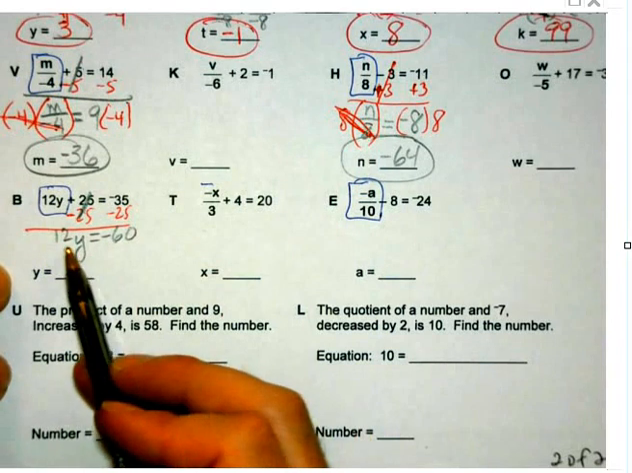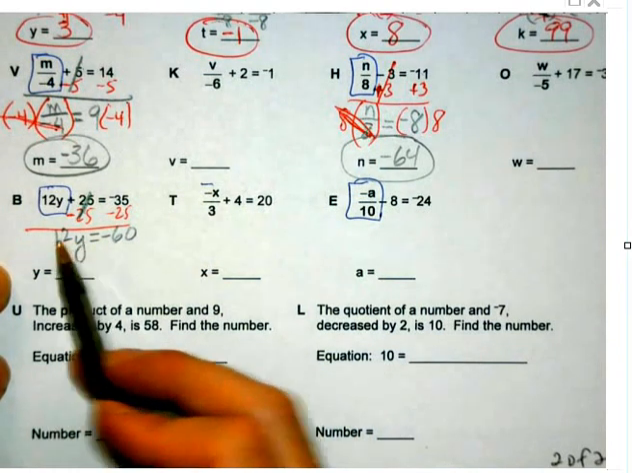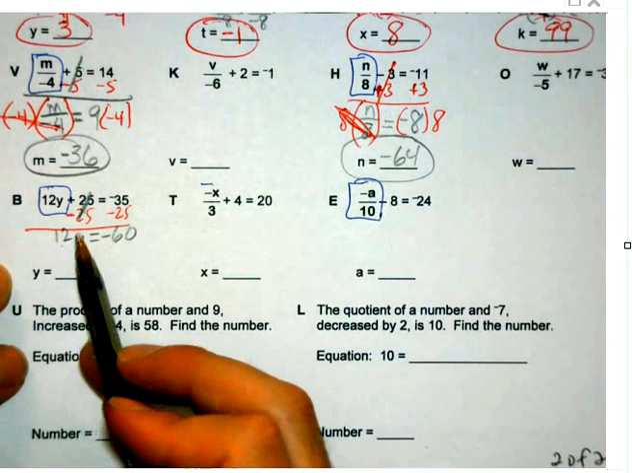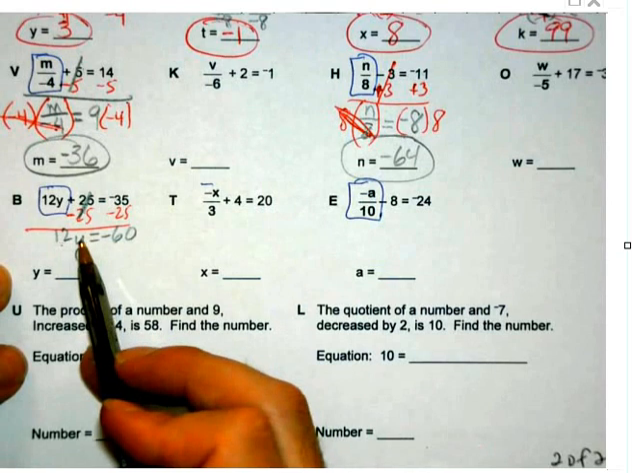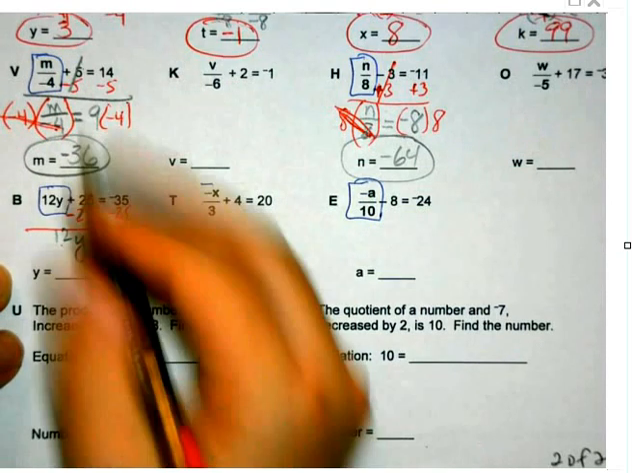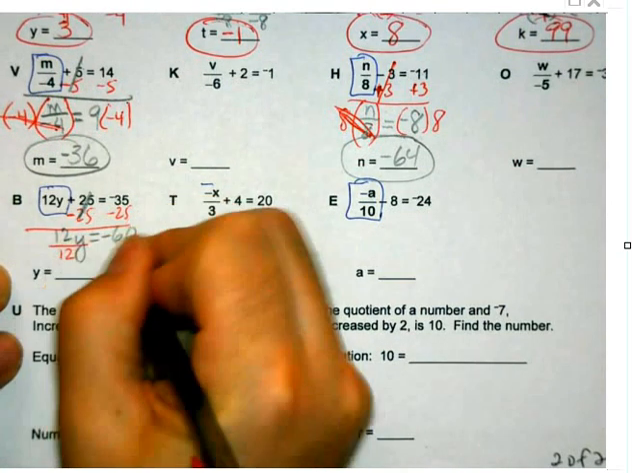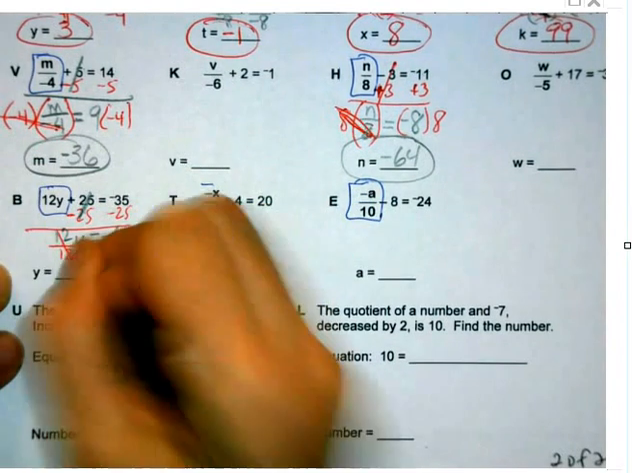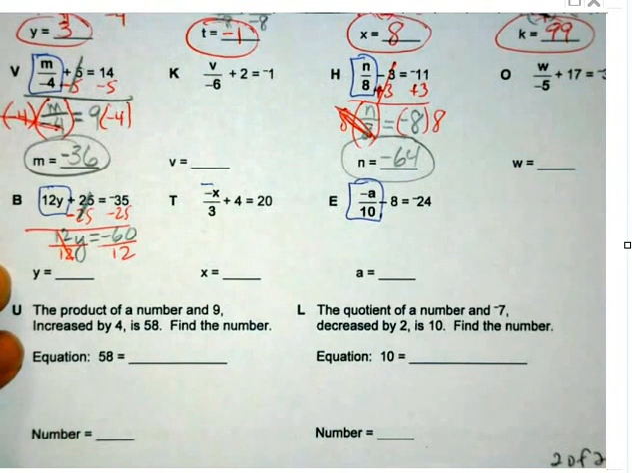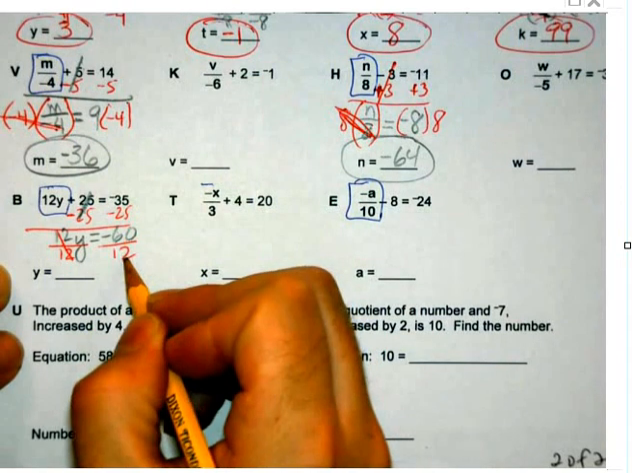Well, now wait a minute. I'm multiplying 12 by y. Would you agree with me there? Okay, so since I'm multiplying by 12, what's the opposite? Divide. So negative 60 divided by 12. You're not multiplying. Negative 60 divided by 12.